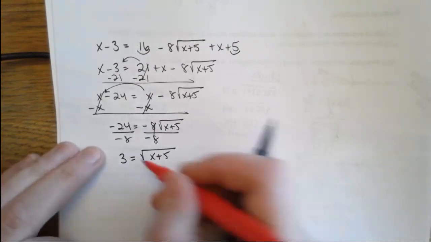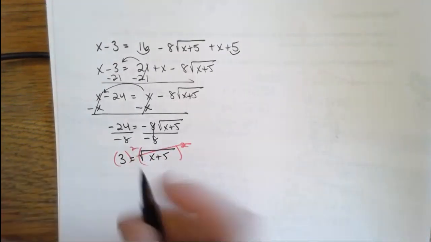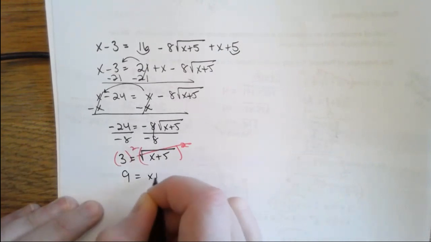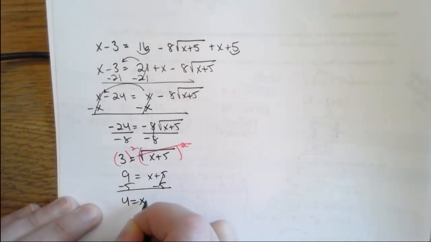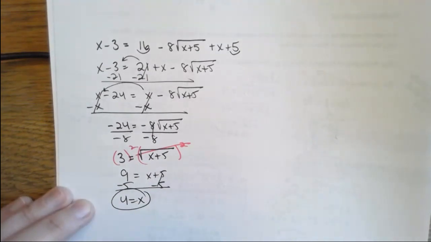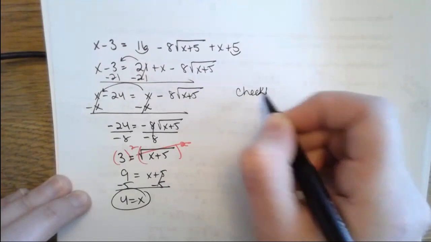Now I'm going to repeat that process. To cancel a square root, I'm going to square both sides. I have 9 equals x plus 5. And finally, I have my answer of x equals 4. I'm not quite done though. You do have to go ahead and check.